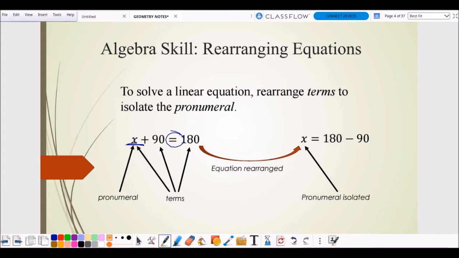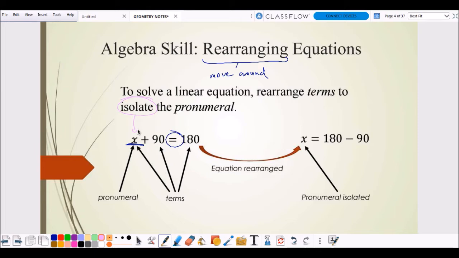Another thing you need to know is that you have to know how to rearrange. Rearranging just means to move around. That's another word for rearranging. You just have to move around certain numbers, and the idea behind moving the numbers around is that you want to isolate the unknown number. You want to make it by itself. That's what it means to rearrange and to solve an equation.